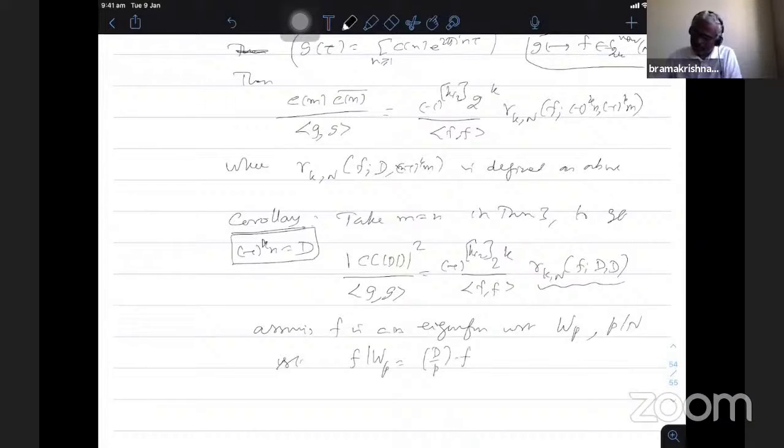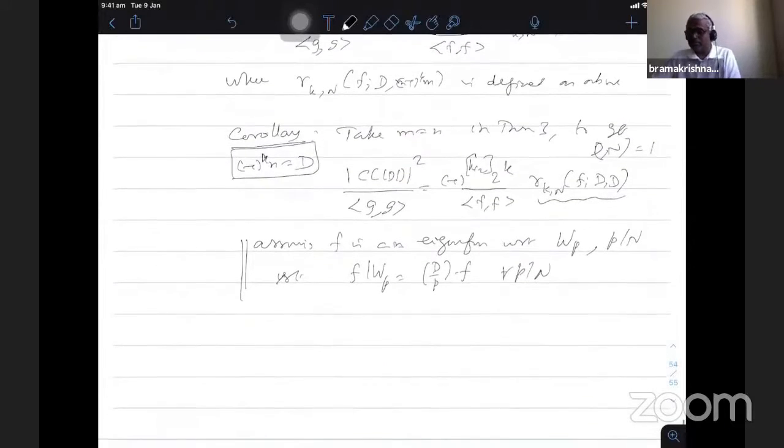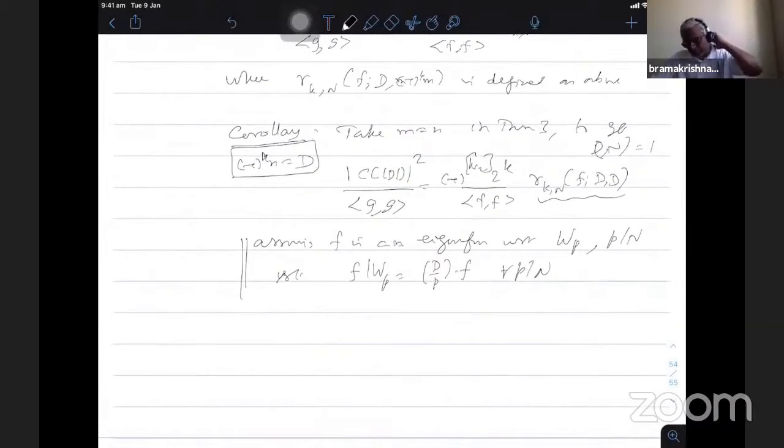Now note that d is relatively prime to the level, so d comma n is 1. Therefore, whenever p divides n, the d by p symbol is not equal to 0. So for all p dividing n, I assume that the Wp eigenvalue is d by p. Using this information, you can evaluate this one. One can find a set of representatives for the action of the quadratic form modulo gamma 0 n. Then evaluate the integral.